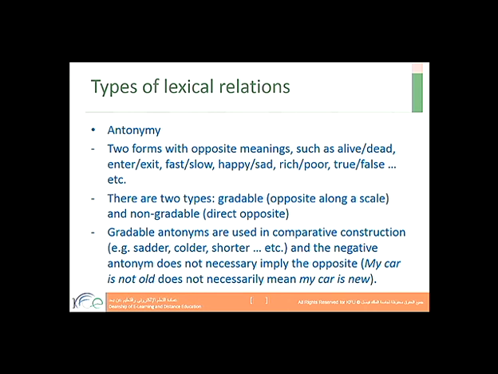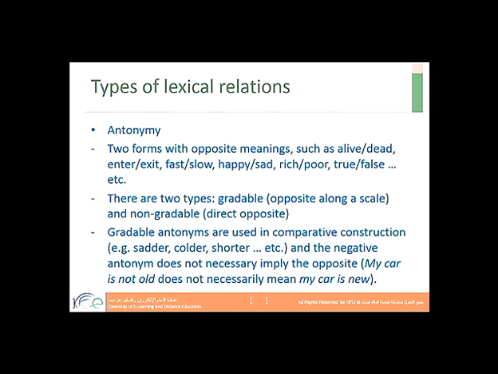The second type of lexical relations is known as antonymy. Antonymy refers to two forms or two words with opposite meanings, such as alive and dead. These two words are completely different. Enter and exit, fast and slow, happy and sad, rich and poor, true and false, etc. So here we have words dealing with opposite meanings.